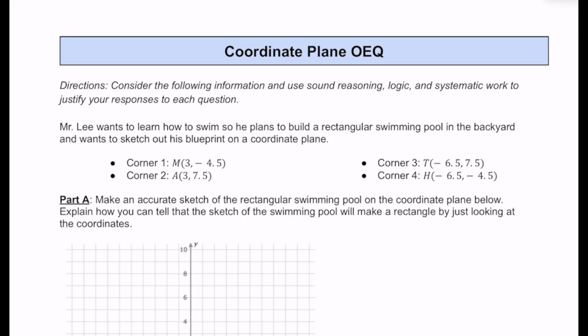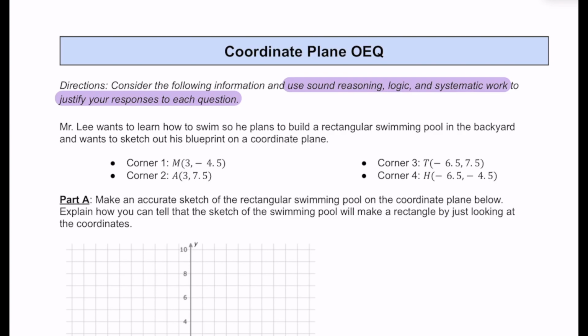Let's go ahead and take a look at this coordinate plane open-ended question together. As we go through the different parts of this problem, we want to make sure that we're using sound reasoning, logic, and some systematic work so it's very clear and organized, so that we can justify each of the responses or the answers that we are giving.